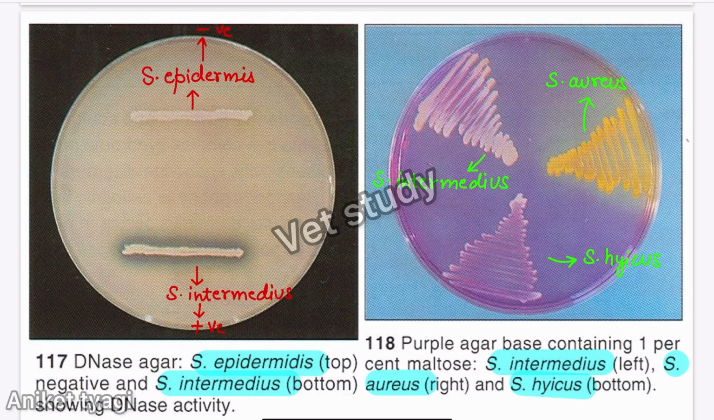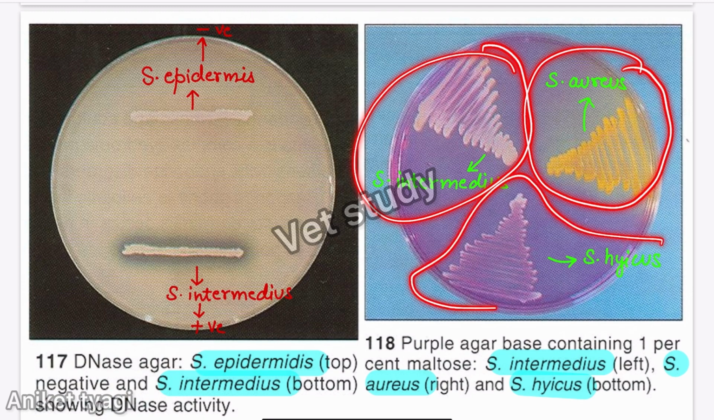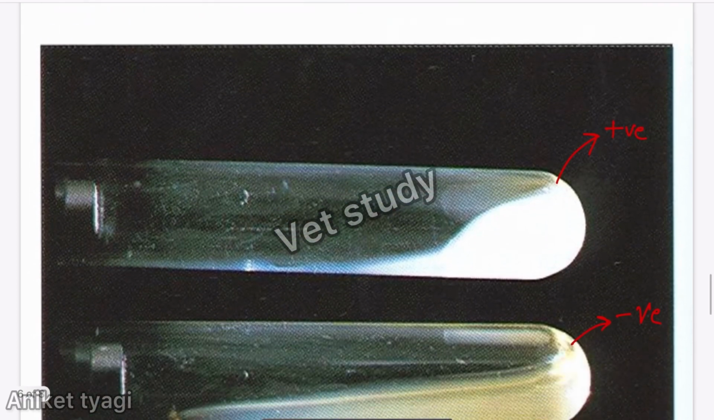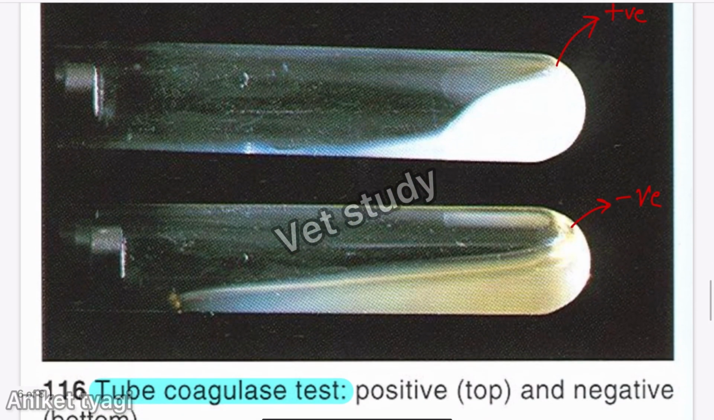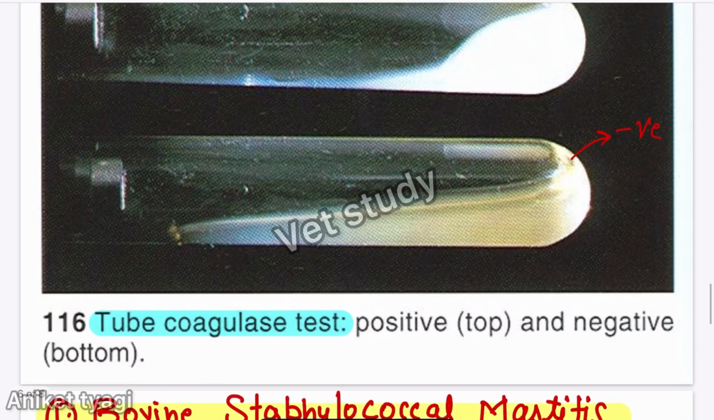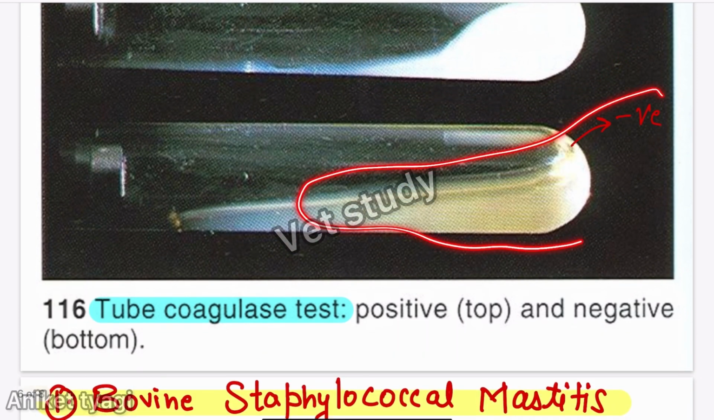Next we have purple agar base, in which 1% maltose is present, and as we already discussed, this is Staphylococcus intermedius, this is Staphylococcus aureus, and this is Staphylococcus hyicus. So there is a change in color, and you can differentiate by this. There are several biochemical tests, okay, by which you can differentiate between the species. After this we have a tube coagulase test, which we already discussed: this is a positive tube coagulase test because there is coagulation in this, and this is negative because there is no coagulation.